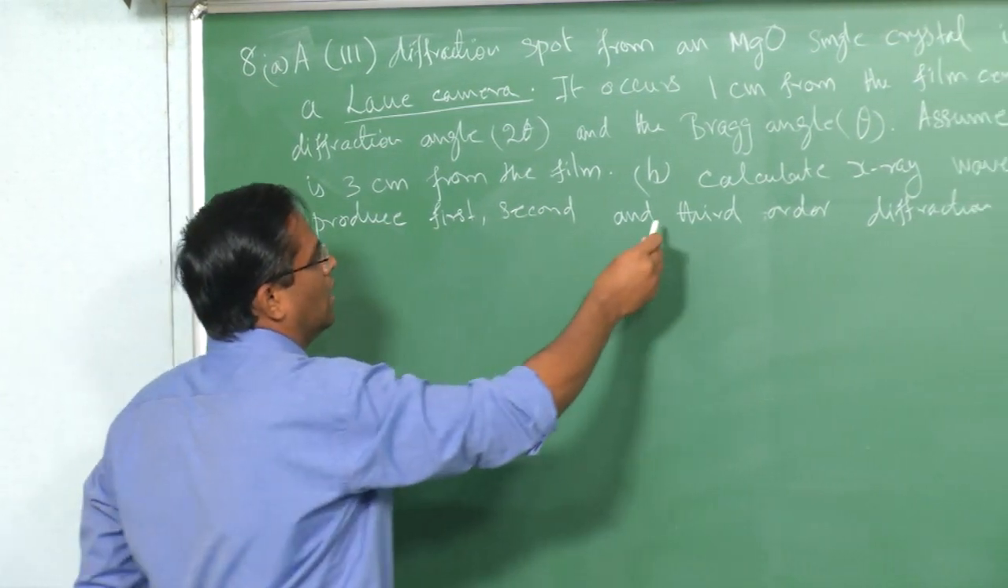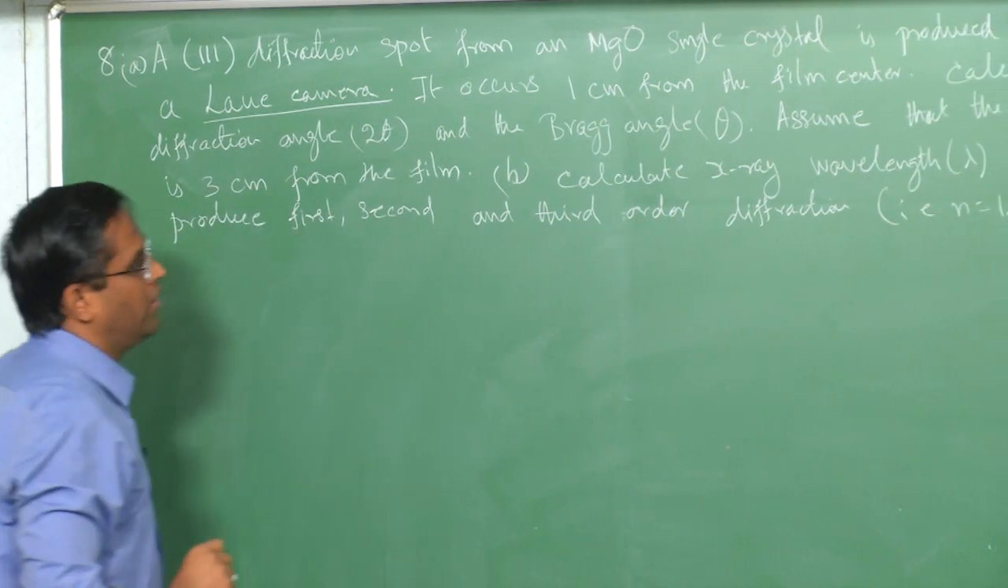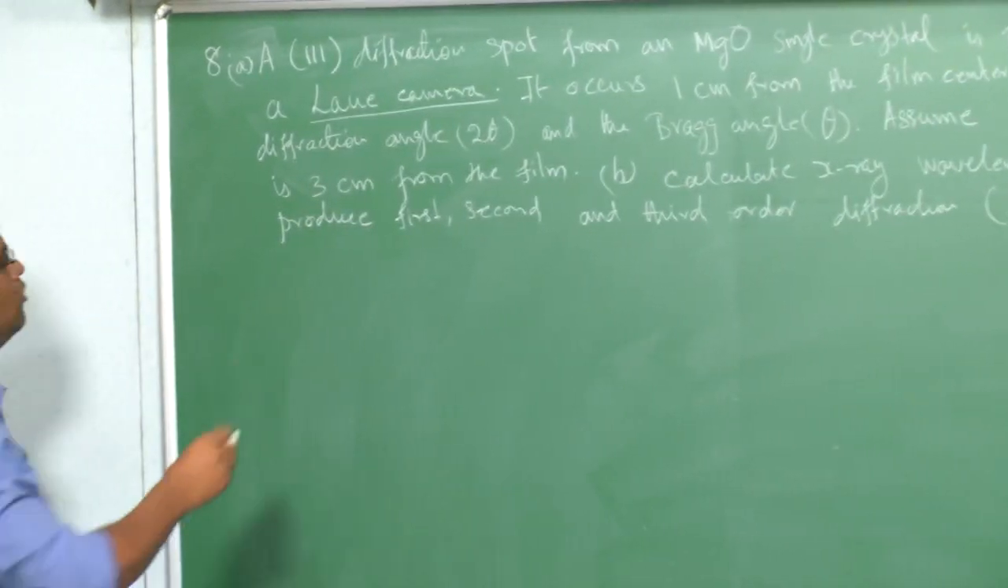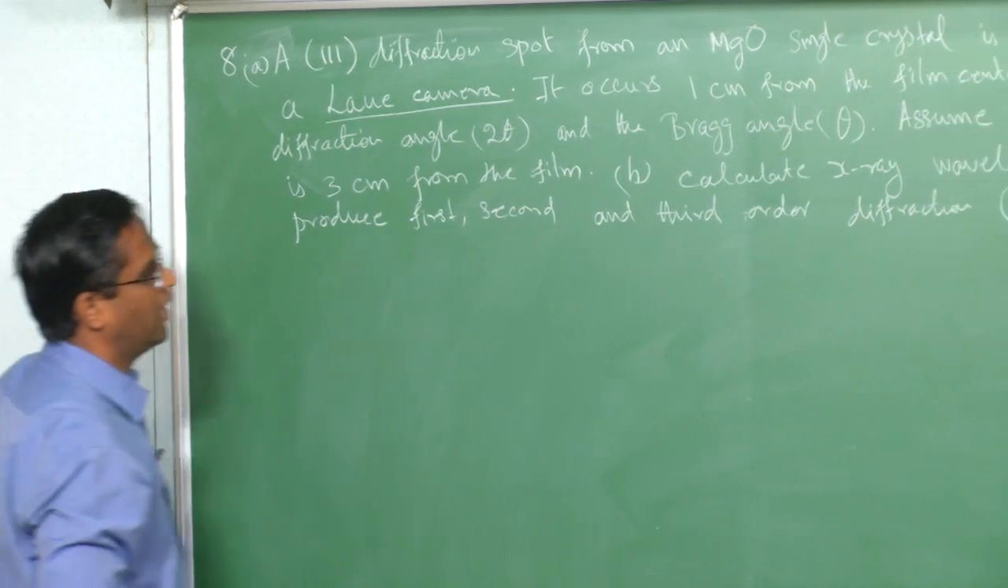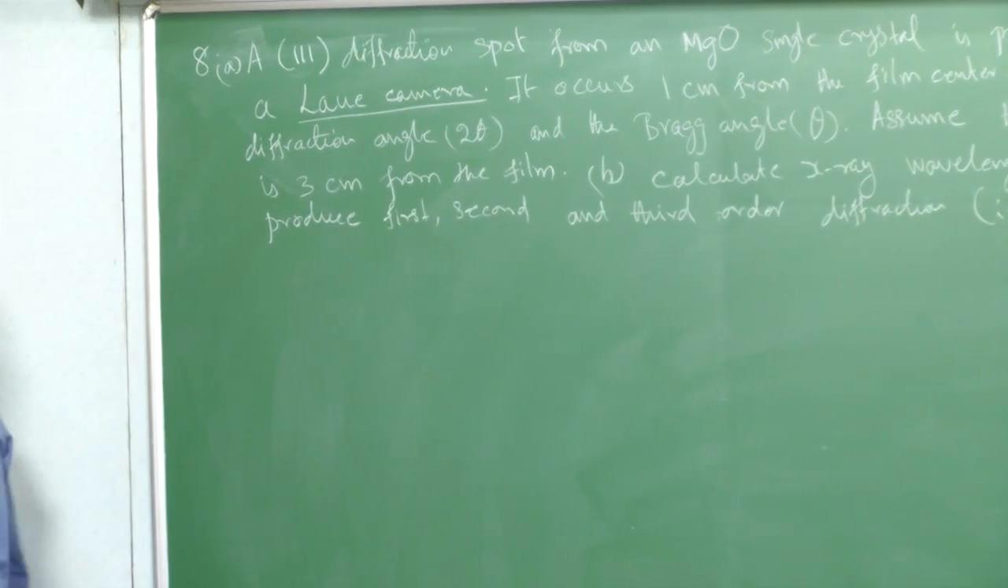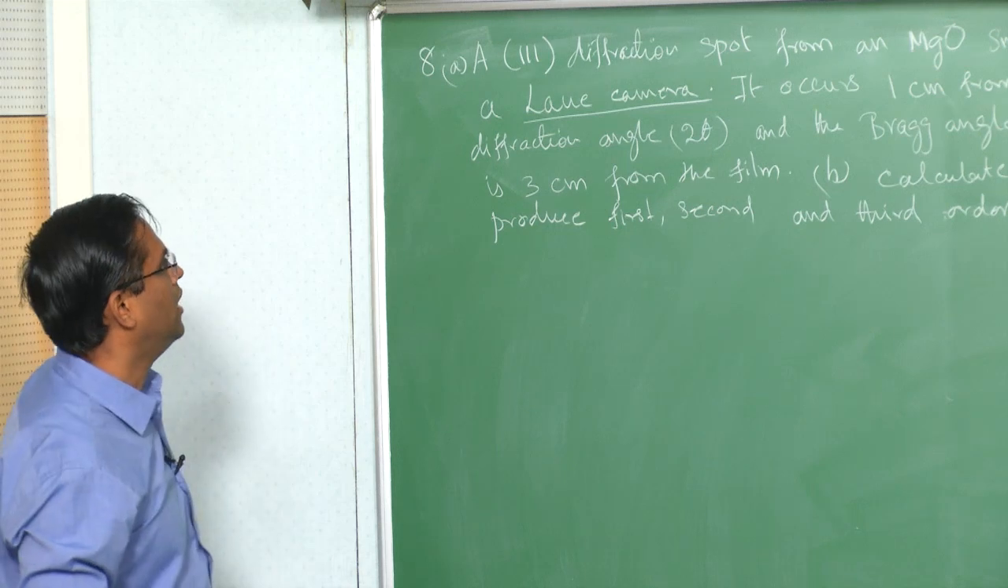The second portion is: calculate the X-ray wavelength lambda that would produce first, second and third order diffraction. So, you have to first understand the question.